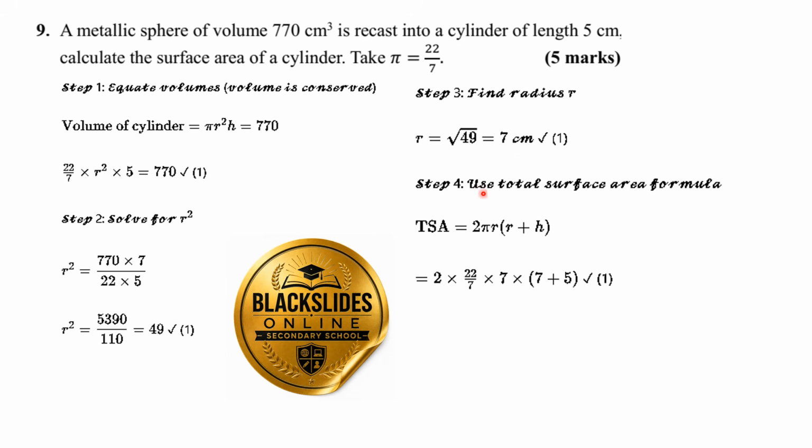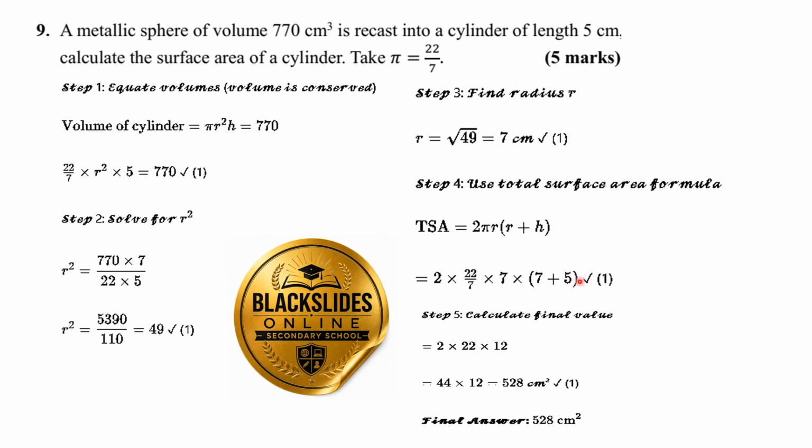And then you use the total surface area formula. The total surface area for a cylinder is 2 pi r multiplied by r plus h, where r is the radius and h is the length or the height of the cylinder. So the total surface area, therefore, by substituting into this expression, will be found to be 528.